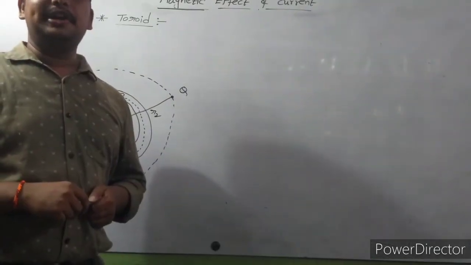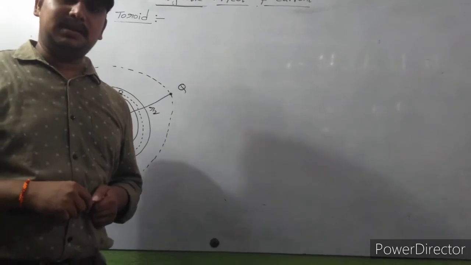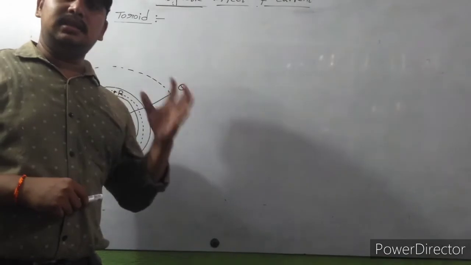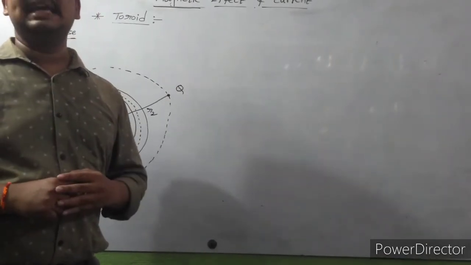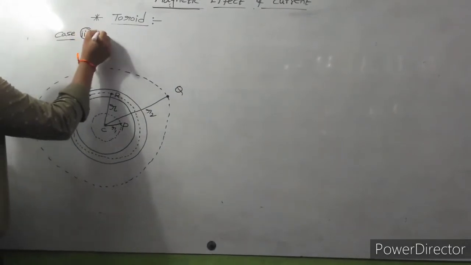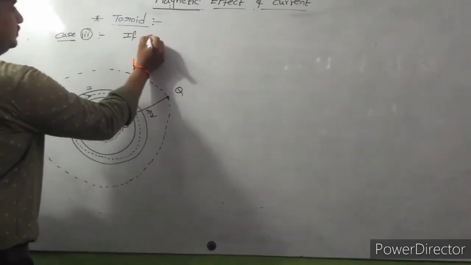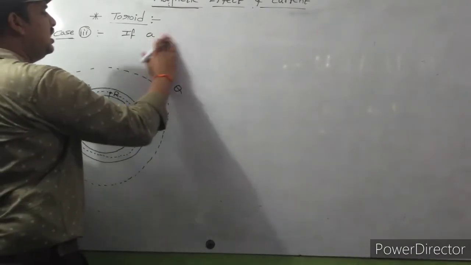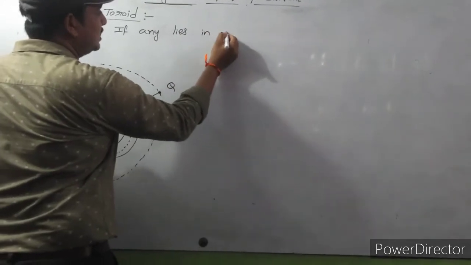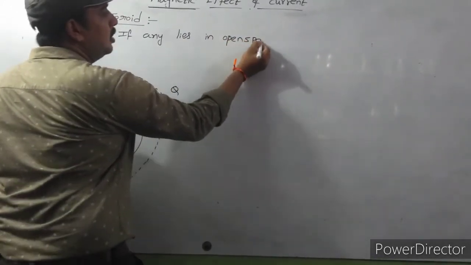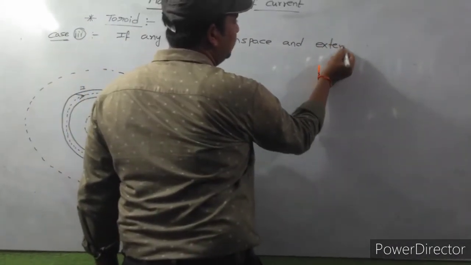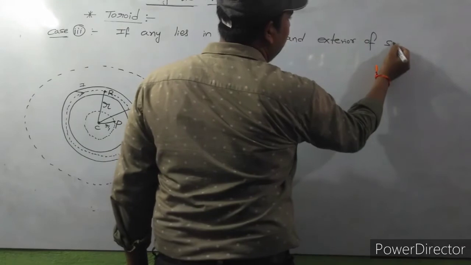Well, continuing my lecture on the chapter magnetic effect of current, the topic toroid, in this I am now going to discuss case 3. So what is case 3? If any point lies in open space and exterior of the toroid.